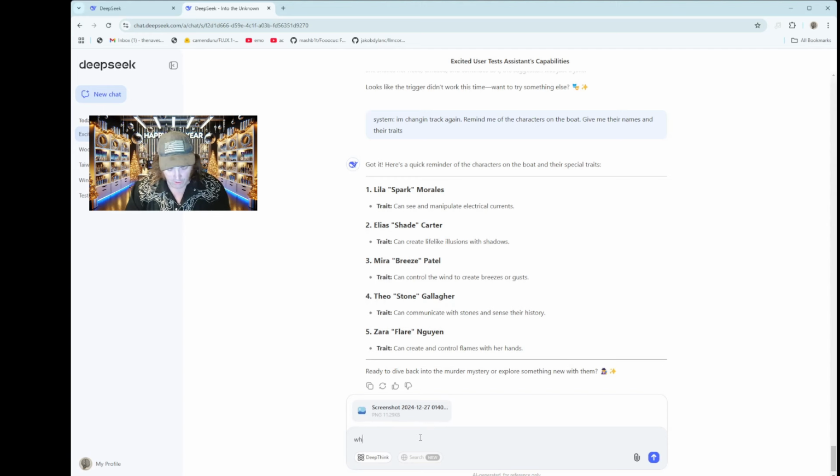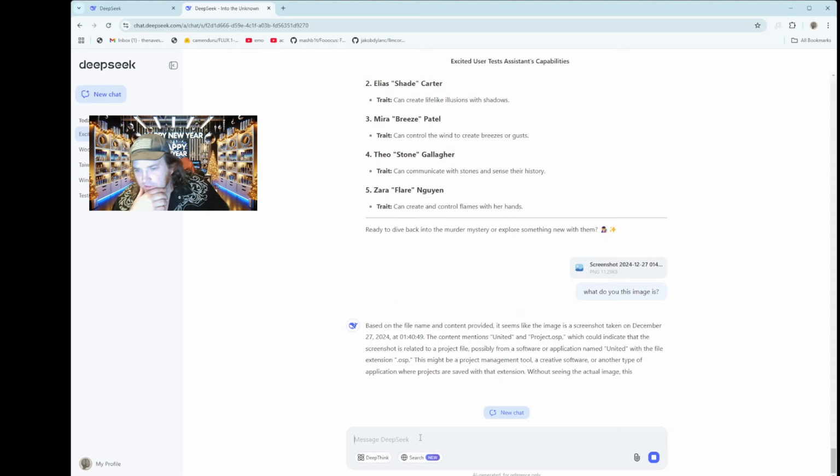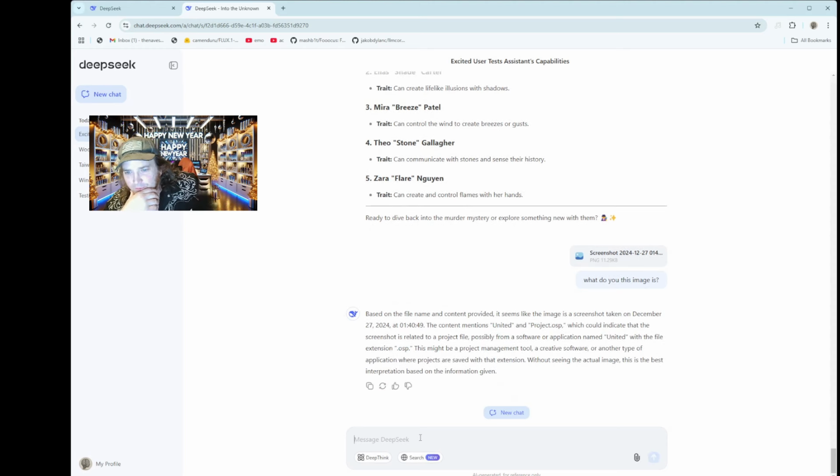I'm going to say, what do you think this image is? Based on the file, it seems like the image screenshot taken on December 27, 24 at 1:49. The contents united and project.osp, which could indicate the screenshot related to a project file processed from software with the file extension .osp, which it was. Okay, so this is from an OpenShot file. So this is really good.